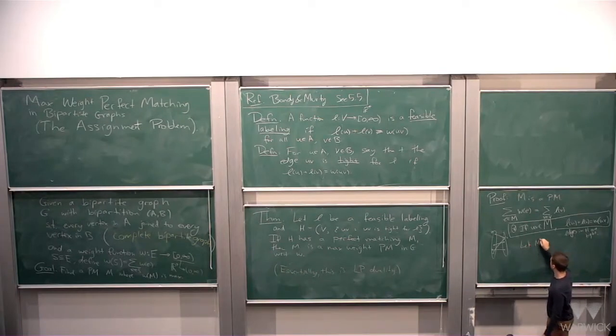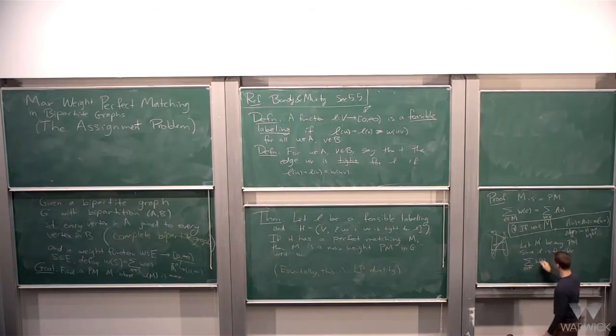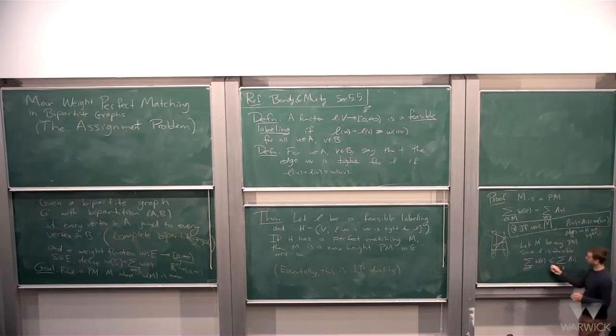But now take any other perfect matching. Let M prime be any perfect matching. You get a similar inequality right away, except you don't know that the edges are tight, so you don't have equality. But since L is feasible, if I sum over all the edges in M prime and take their weights, that's going to be at most the sum over all vertices of their labels, because every vertex appears exactly once, since it's a perfect matching. And on every edge you have this thing again, except with an inequality.